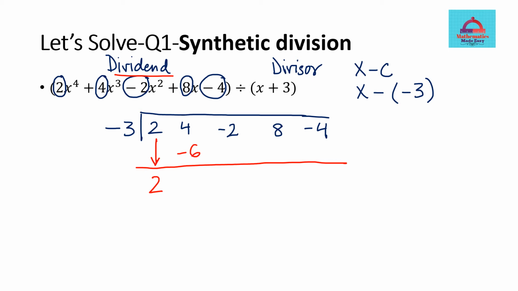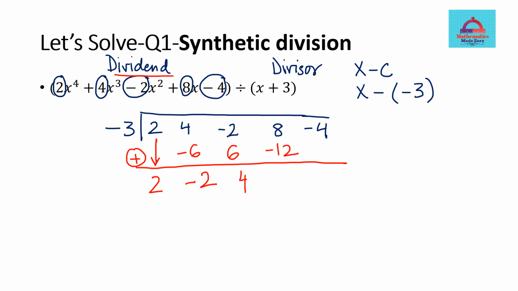Now this method will be repeated multiple times till you get your remainder. So let's do it. And below this line you have to do addition. So let's add 4 and negative 6, which on adding gives you negative 2, and then this negative 2 you multiply with negative 3 to get 6. Again, because you have now come to this line, you are going to add them too. So negative 2 plus 6 is 4, and 4 multiplied with negative 3 is negative 12. So if you see, in synthetic division, we are working with two operations.